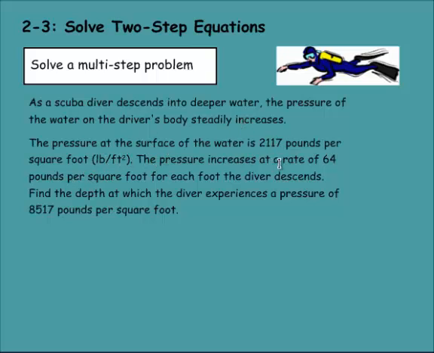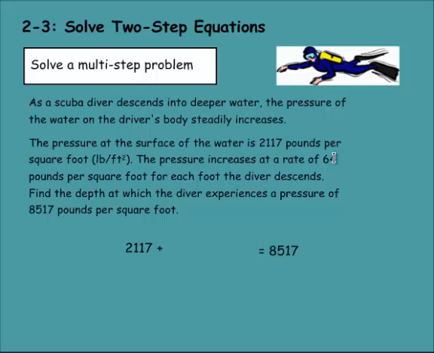The pressure increases at a rate of 64 pounds per square foot for each foot the diver descends. Find the depth at which the diver experiences a pressure of 8,517 pounds per square foot. So we have to total up to 8,517. So let's find out what that would be. We're already at 2,117 before we dive, right? So that just gets added on at the beginning. So 2,117, what do we add to that then?